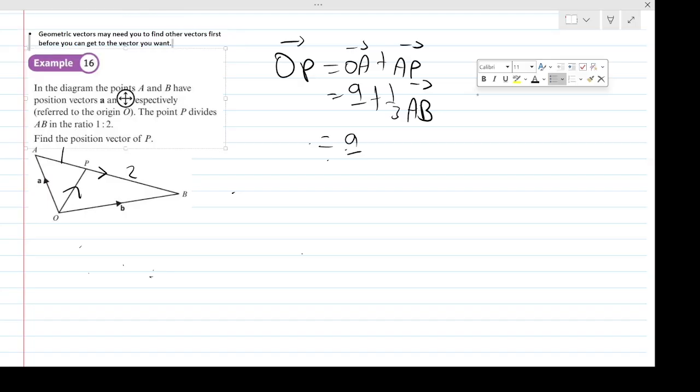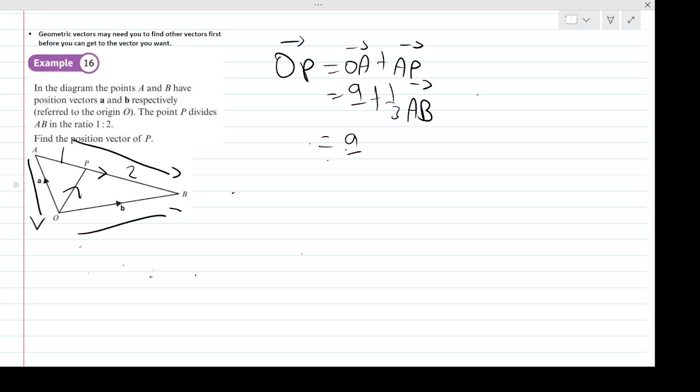So we need to apply the same sort of logic to find AB. Obviously we can't go from A to B directly because we don't have the information for it. But we do know we can go the other way around the triangle. Instead of from A to B, we can go from A to O, then O to B. So that's going to be a third of, well, A to O is going to be the reverse of OA, so it's going to be minus OA, add OB.